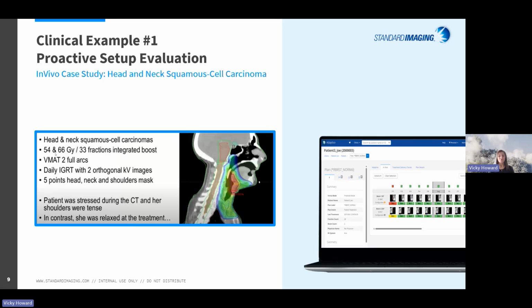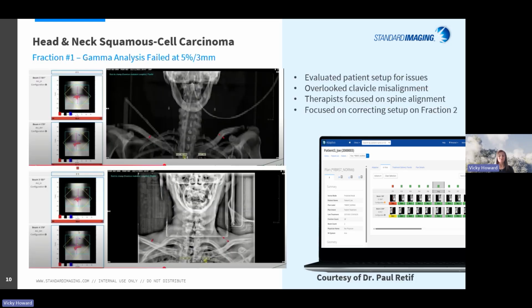The patient was stressed during their CT, and after the fact, they realized she had tended to tense her shoulders, so her shoulders were raised. In contrast, she was more relaxed during treatment delivery, so they weren't seeing this. Now, in general, they may not see these issues or have a hard time addressing these issues on the LINAC. In this particular case, for the first fraction, the therapist aligned the patient, and they tended to focus on the upper spine and didn't really pay attention to the clavicles, and the misalignment did show up as a failure within Adaptivo for both of the treatment fields.